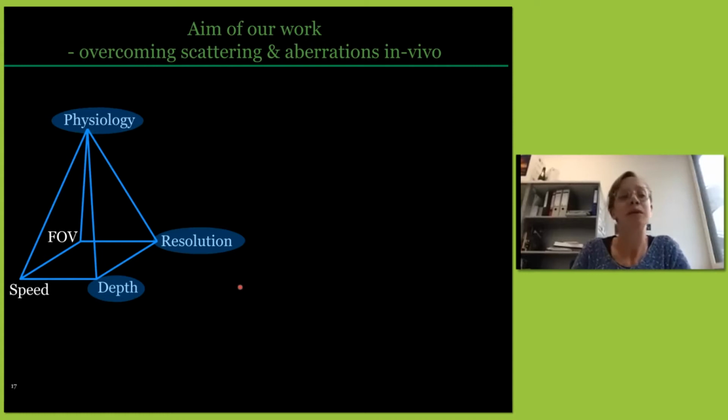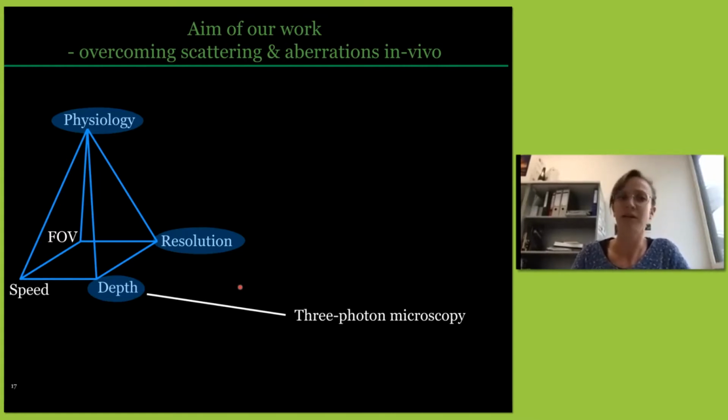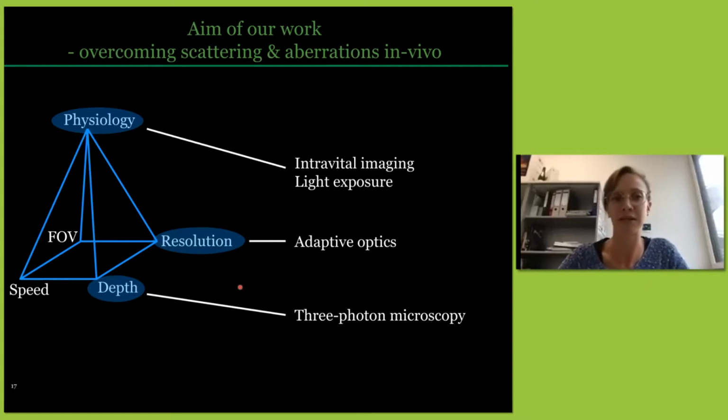So in order to enable really deep imaging and high resolution, we use 3-photon microscopy to increase the imaging depth compared to conventional 2-photon excitation due to a longer wavelength excitation and a fundamental improvement in signal to background ratio. We use adaptive optics, a technique which allows us to correct for wavefront aberrations, and therefore we can recover near diffraction limited resolution deep inside the brain. And as we're imaging the in vivo mouse brain, we also implemented intravital imaging strategies, which allow us to correct for motion artifacts resulting from vital functions such as the heartbeat. And we also had a special focus on the light exposure to maintain physiological imaging conditions.